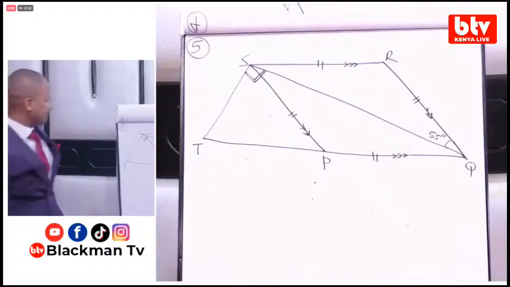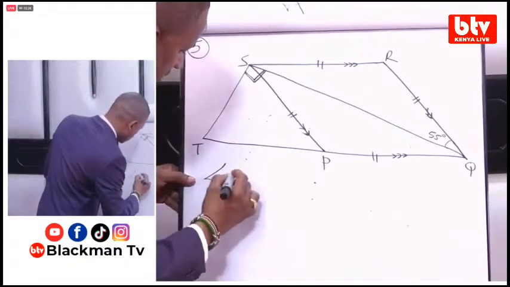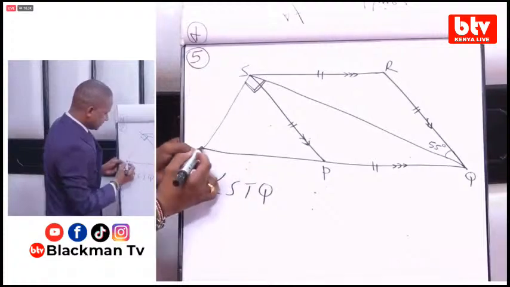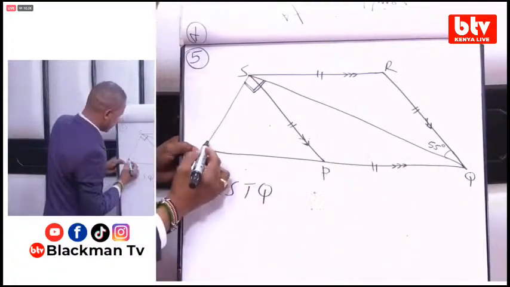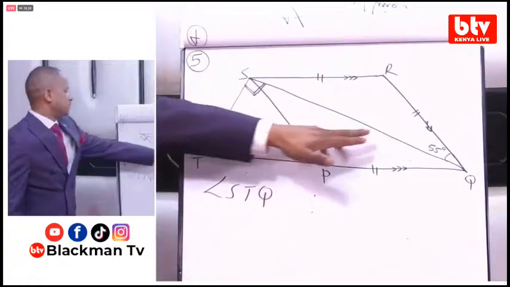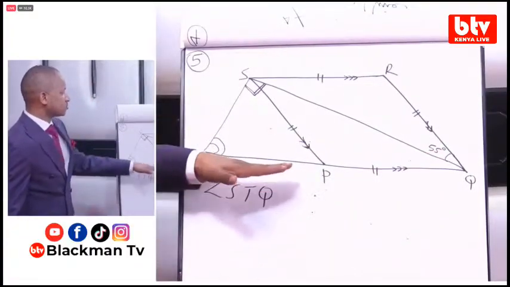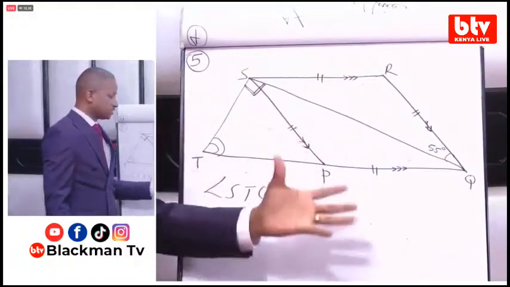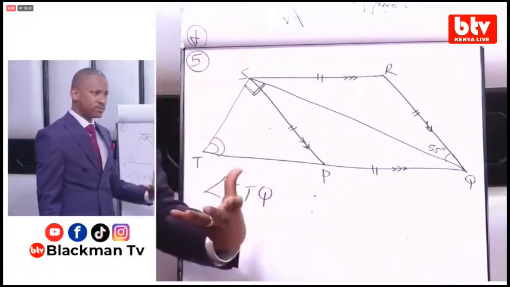Size of angle STQ. Angle STQ. This angle. This is what they want. This is the only thing you've been given. But you are also told that this is a rhombus. And they will not mark this for you. It is for you to find out what a rhombus is.